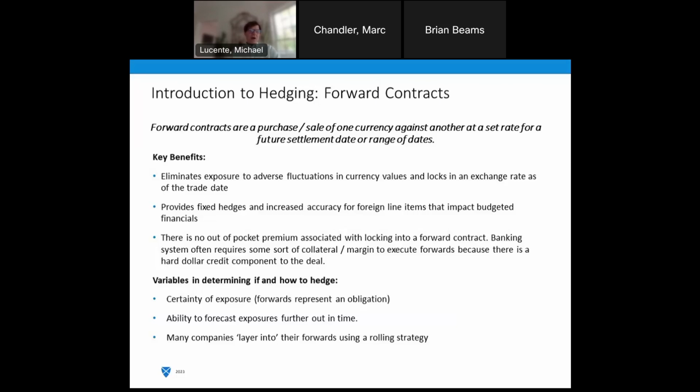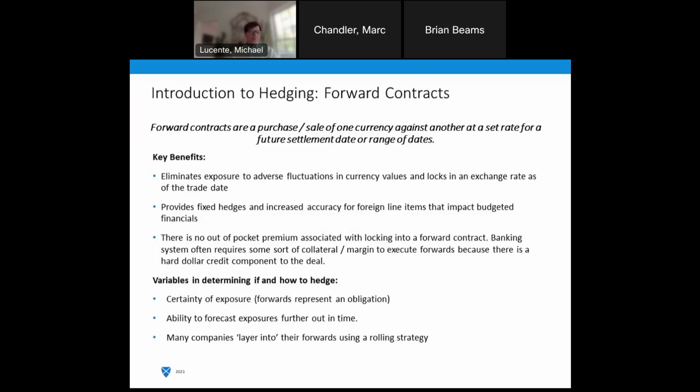So forward contracts are the purchase or sale of one currency against another at a set rate for a future settlement date, or you can even choose a range of dates. What does it do? It eliminates your exposure to the fluctuations in the currency over that period of time. You are locked in on that exchange rate, and you can use that money to make payments at the contract rate at any time. So you can match to a budget.